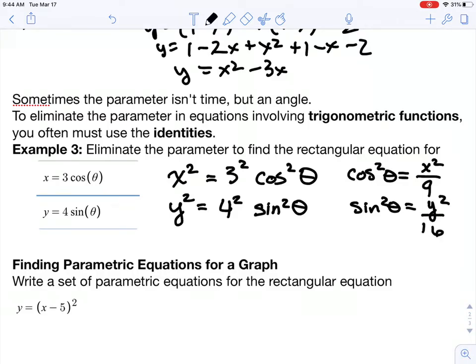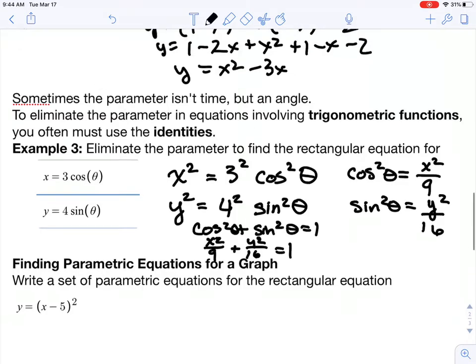And then we should remember an identity involving cosine squared and sine squared, which I think their sum is 1. So we have cosine squared plus sine squared equals 1, or x squared over 9 plus y squared over 16 equals 1, which hopefully you remember is an ellipse.